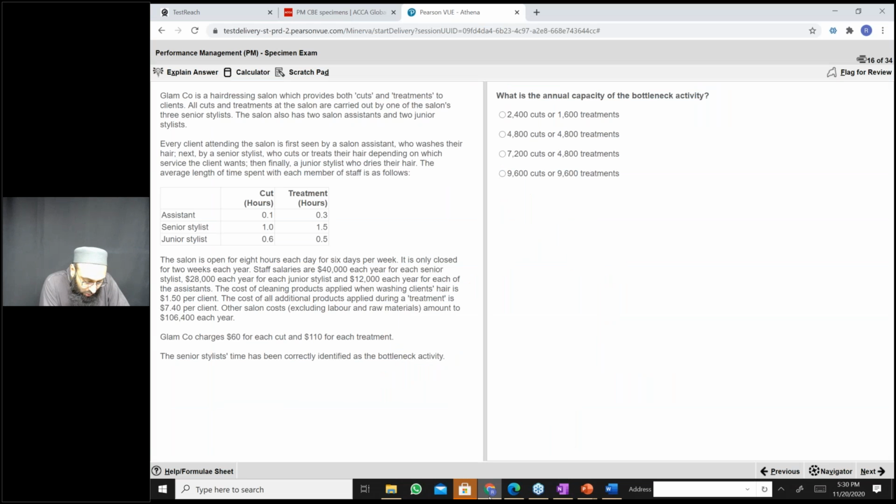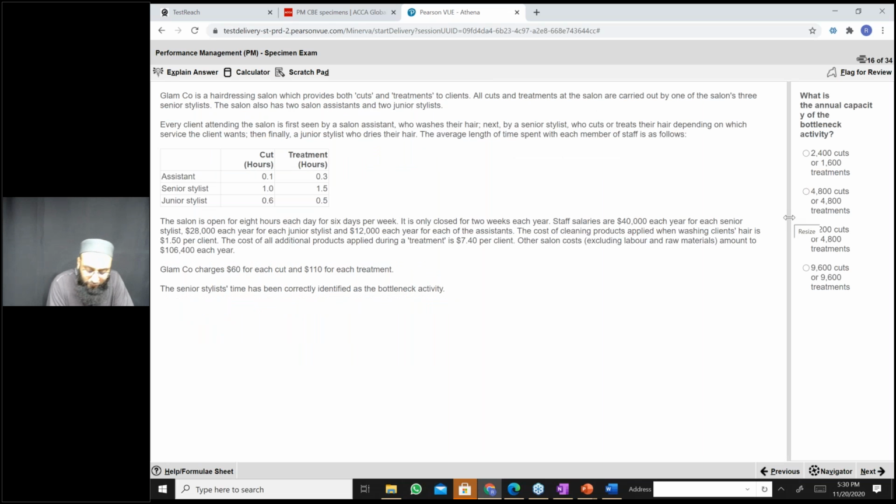GLAM is a hairdressing salon which provides both cuts and treatments. So now this is a service business question. I want my friends to just find out exactly what kind of services they are offering. So just try to figure it out. You will not find product Alpha or Beta here, okay?